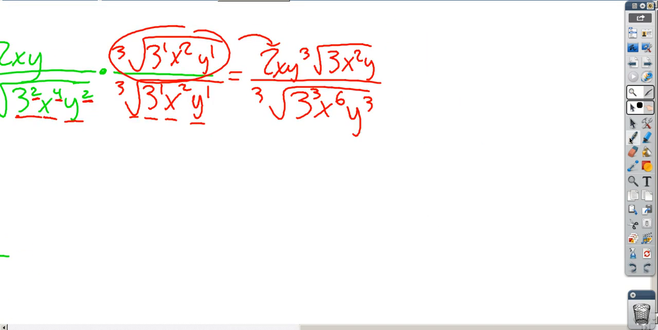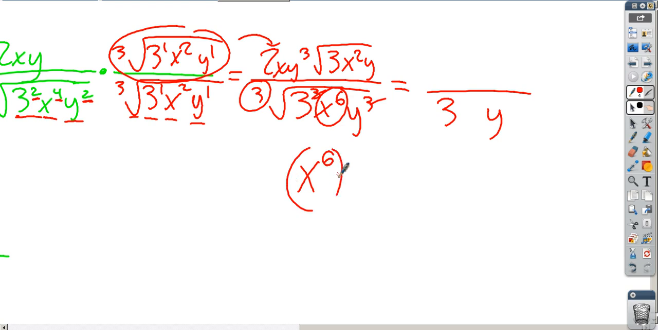Alright, now let's simplify a little bit more. So the cube root of this whole thing, that's going to cancel these cubes. We're going to get 3, and we're going to get y. And what's the cube root of x to the sixth? Taking the cube root is like raising it to the 1/3 power. So you're basically dividing that 6 by 3, or taking a third of 6, which is x to the second. So that's what the bottom is. The top is still 2xy times the cube root of 3x squared y.